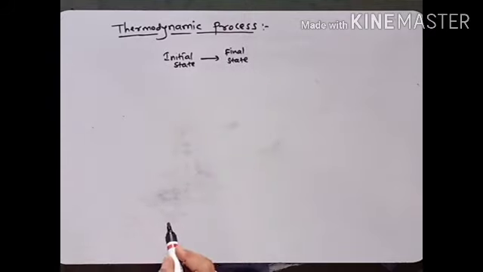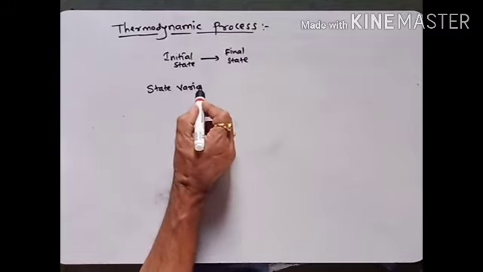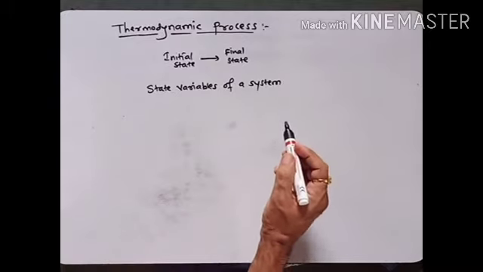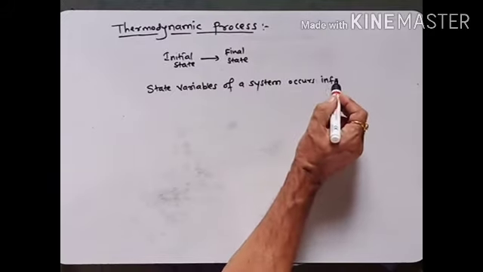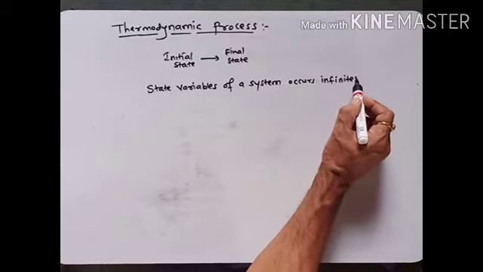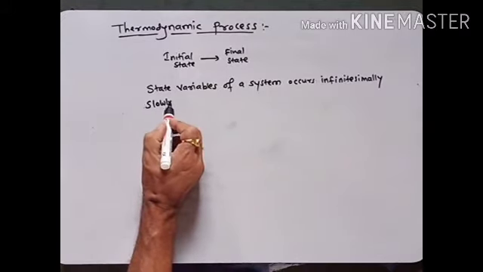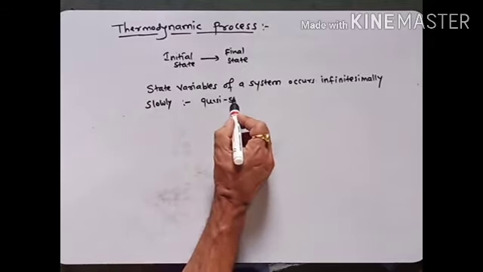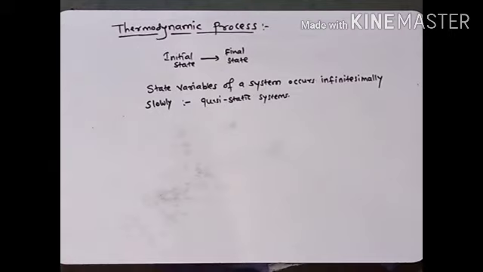This change is called the thermodynamic process, and a process in which the state variables of a system change infinitesimally slowly is called a quasi-static process. These are called quasi-static systems.